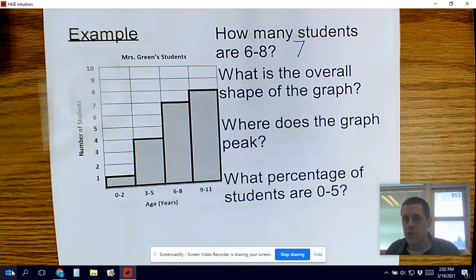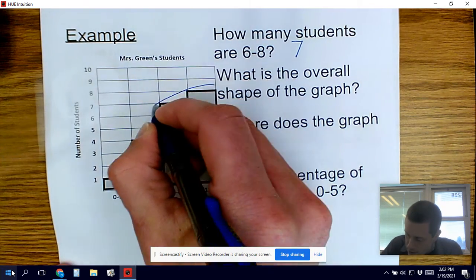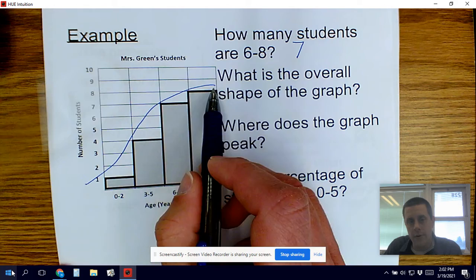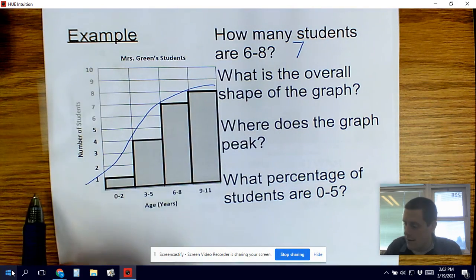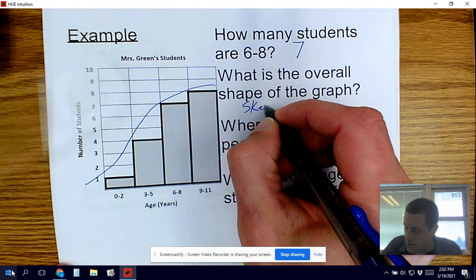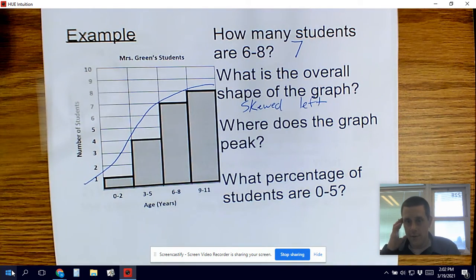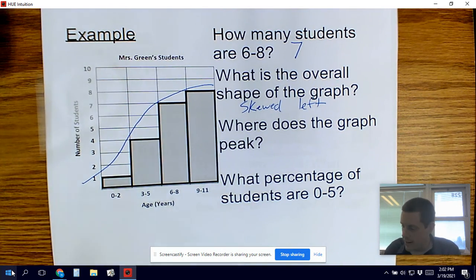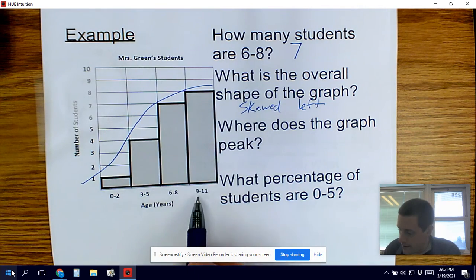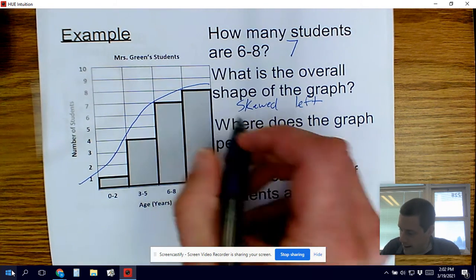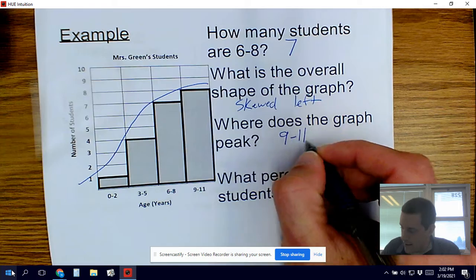Next, what is the overall shape of the graph? So looking at this distribution, my peak is on the right with a sweeping tail to the left. This is skewed left, or negatively skewed. Where does the graph peak? The highest point is up here at 8, and that occurs at the interval 9 to 11.